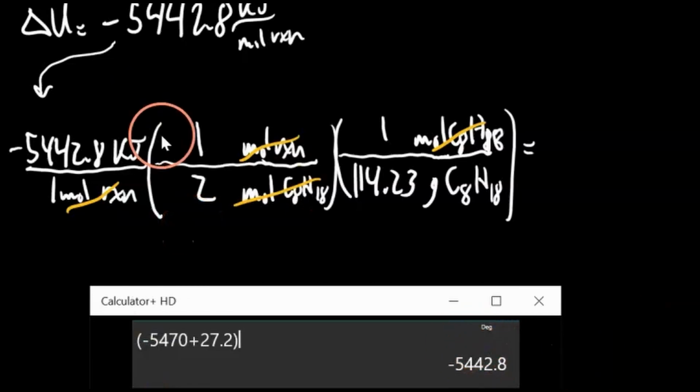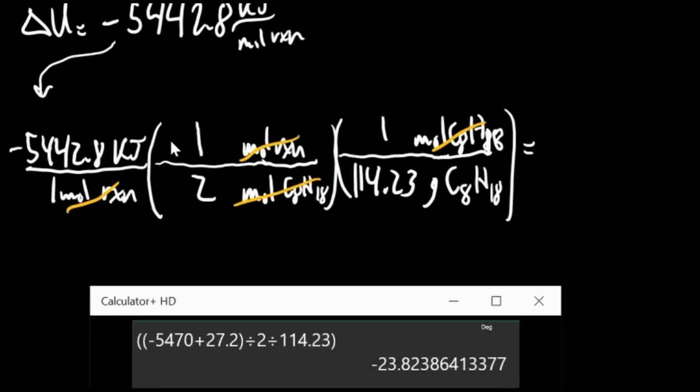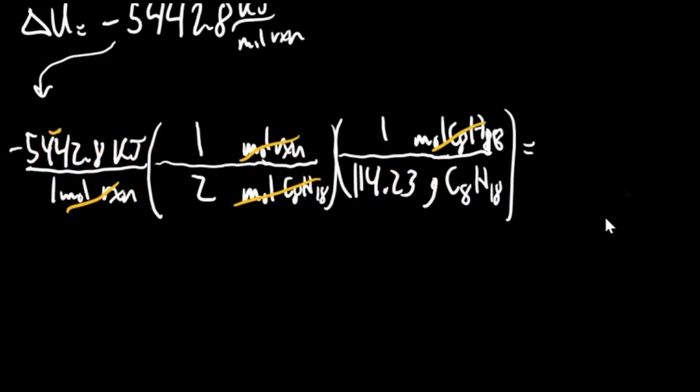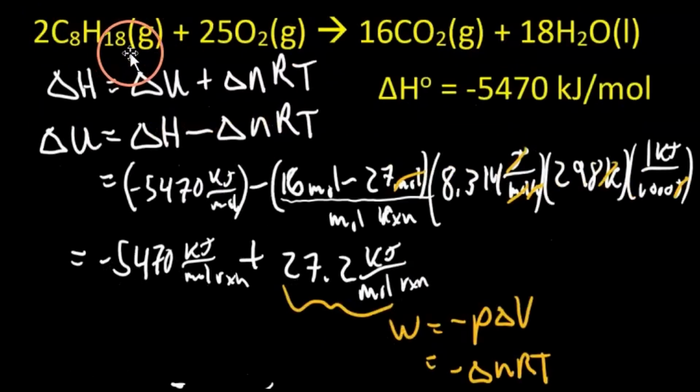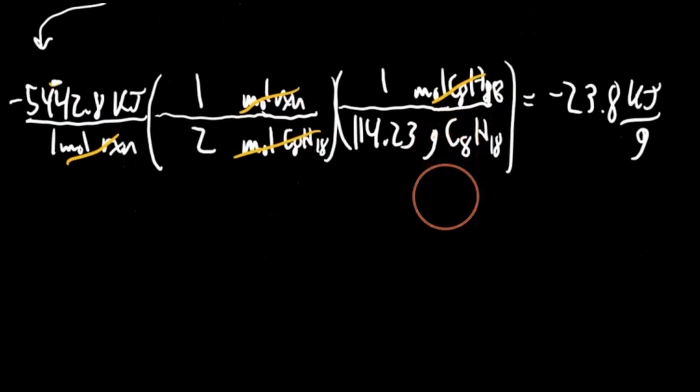I got this number right here already, so I'm going to keep that in my calculator. Divided by 2, divided by 114.23, and that is negative 23.8. Now we have 3 significant figures, so negative 23.8. This is significant to this decimal place, negative 23.8 kilojoules per gram. Oh, we're not done, right? We want it per 1.20 grams of octane, not per gram of octane.